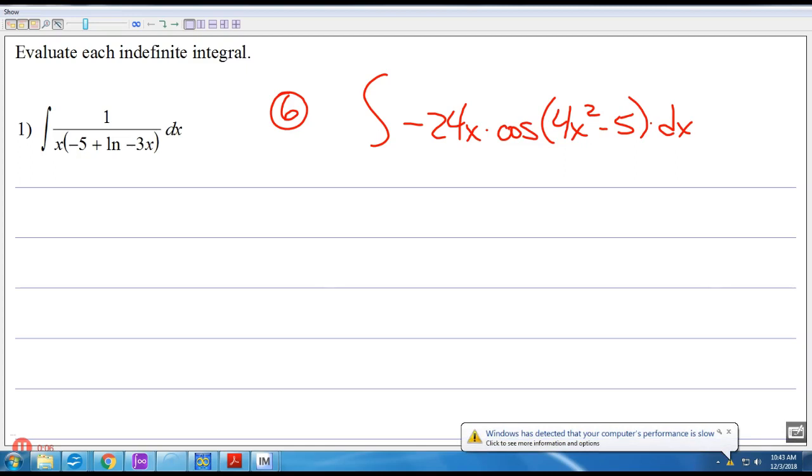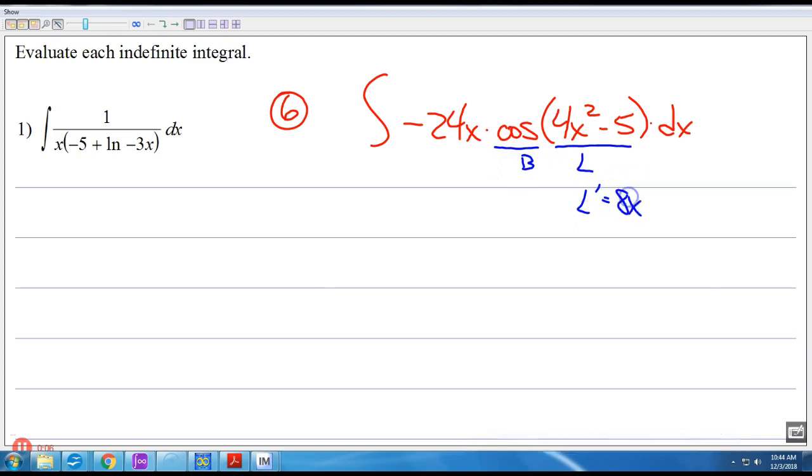Alright, so what's the big guy here? Big guy's cos. The little guy is 4x squared minus 5. So little guy prime is supposed to be 8x, but that's not 8x. This is actually the same adjustment as the last one. So what do I multiply this by to turn it into 8x? Negative 1/3, and then that makes that 8x, which allows it to disappear. Then I put a negative 3 out here.